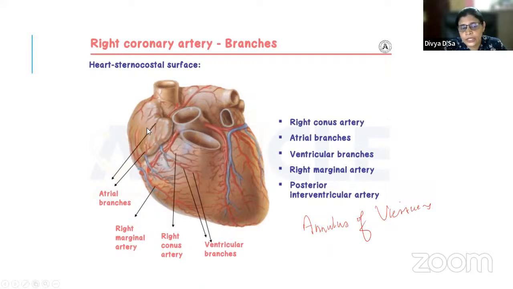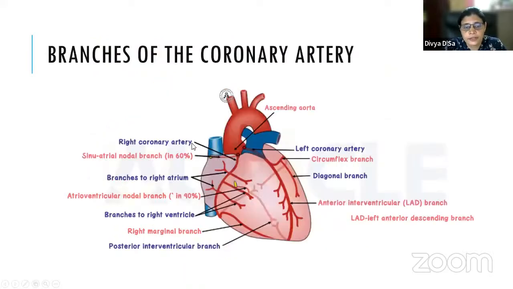It gives atrial branches, and among the atrial branches, the important one is the sinoatrial nodal artery, which supplies the SA node. And posteriorly, it will give the posterior atrial and ventricular branches, as well as the posterior interventricular branch. The posterior interventricular branch will also give the septal branches, which supply the posterior inferior one-third of the interventricular septum.